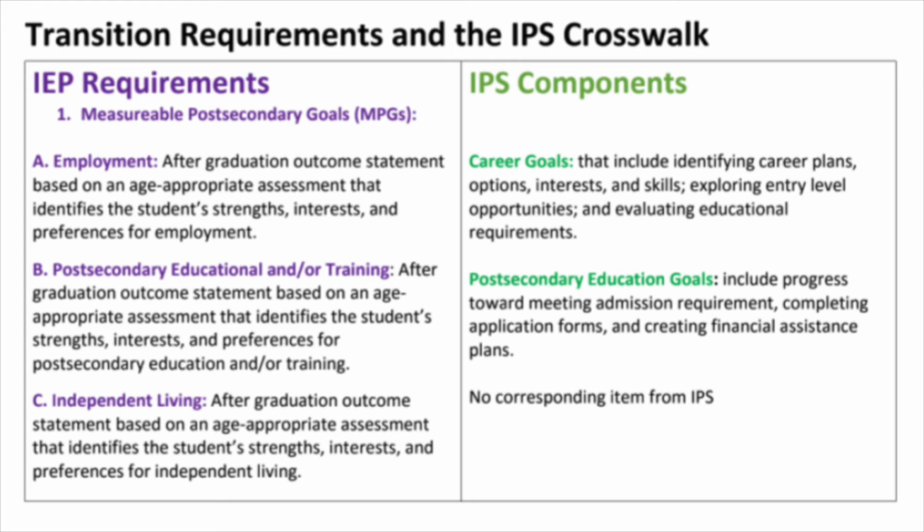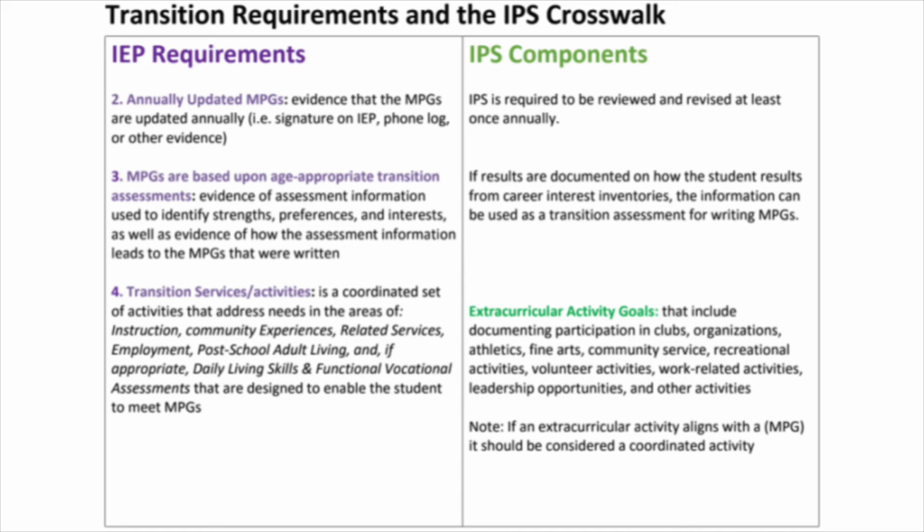This month's spotlight is how we can utilize a student's individualized plan of study or IPS document to help us write the transition section of the IEP. When we look at the IEP requirements and how they line up with the IPS components, they both take into account post-secondary life. The IEP takes into account education or training, employment, which is similar to the IPS, but the IEP document also includes independent living if necessary for the student. Both the IEP and IPS document have to be reviewed and revised at least annually.